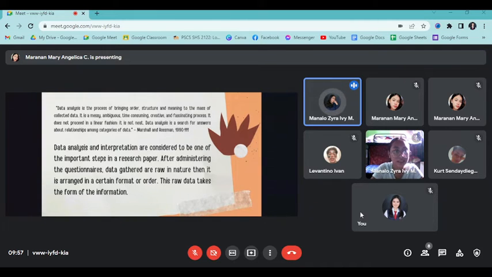So, data analysis and interpretation are considered to be one of the important steps in research paper. So, considered siya as one of the important step dahil in data analysis, dito natin sinasala and kinakategorize yung mga collected data natin. And sa interpretation naman, dito natin binibigyan ng meaning yung data na nakuha natin based on our observation. Next slide.